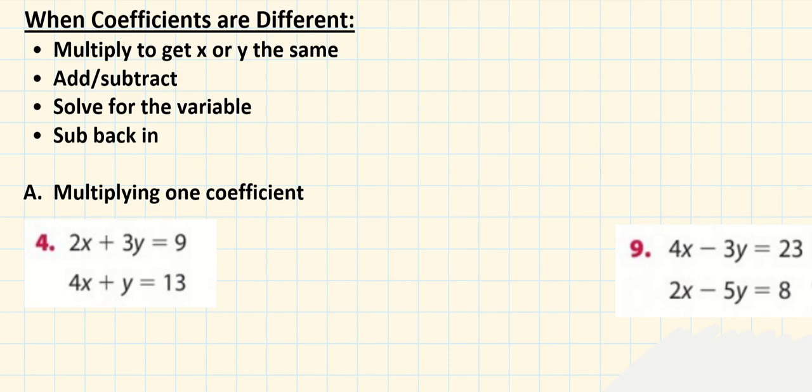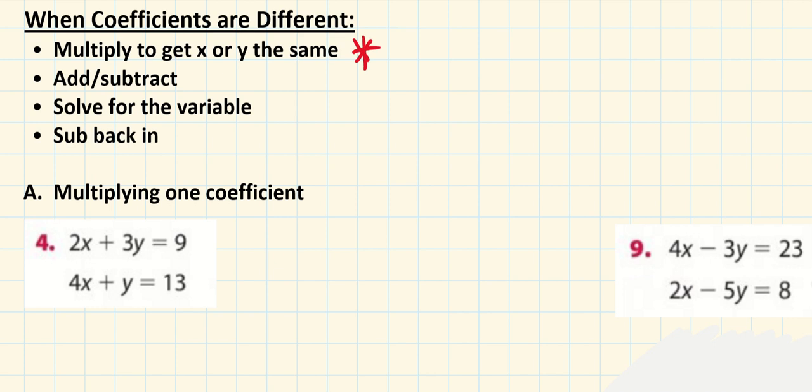So far we've done ones where the coefficients are the same, but now you can see in this one, question 4 down here, that you've got different coefficients. You've got 2 and 4 here, and you've got 3 and 1 here. So you're not just going to be able to easily add and subtract them from each other. So the first thing we need to do is multiply to get either x or y the same.